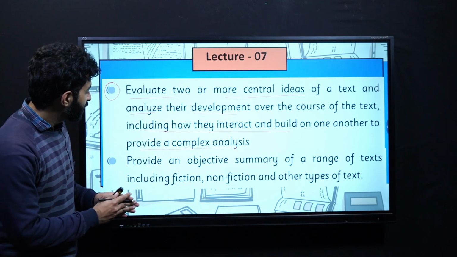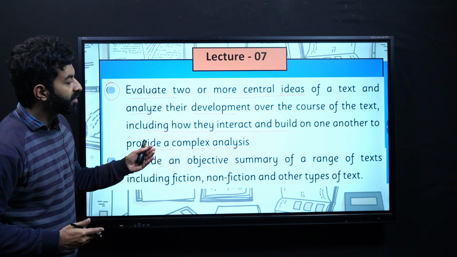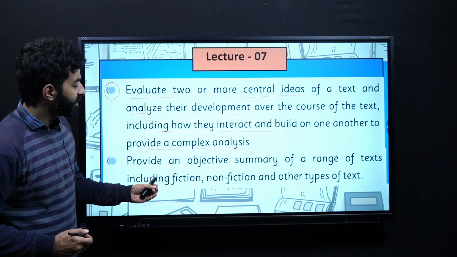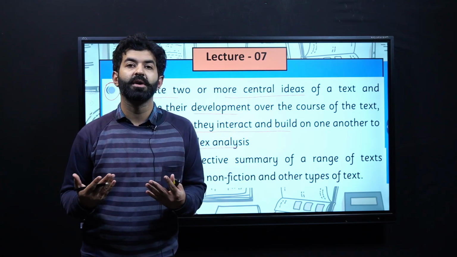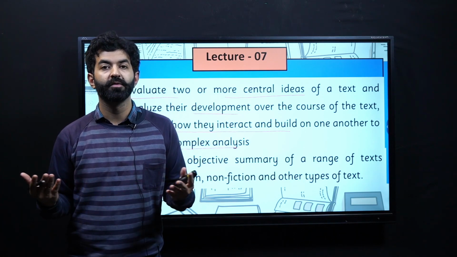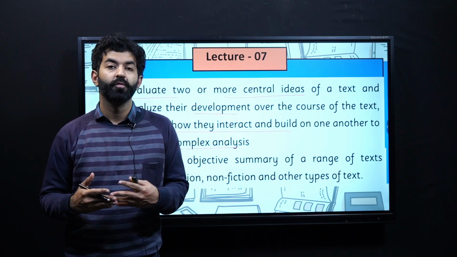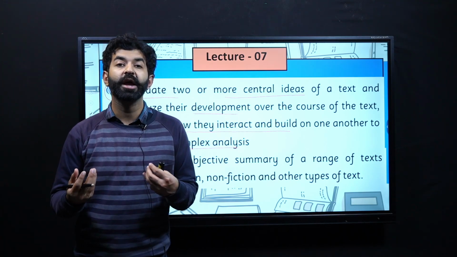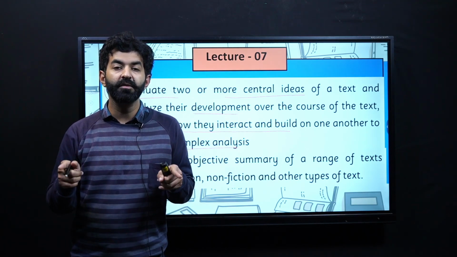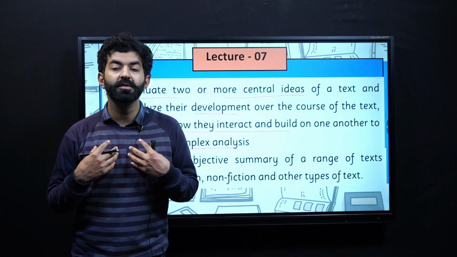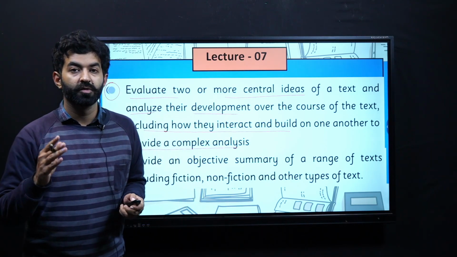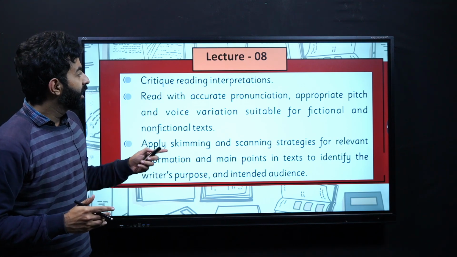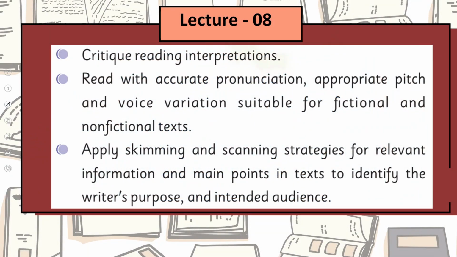And next, we will provide an objective summary of a range of text, including fiction, non-fiction, and other types of text. How can we objectively summarize any given non-fiction or even fictional text? We know what we mean by objective summary. It means that this summary will not involve our personal opinions, understanding, or explanation. We will objectively summarize. So we will see that. And in lecture 8, critique reading interpretations.